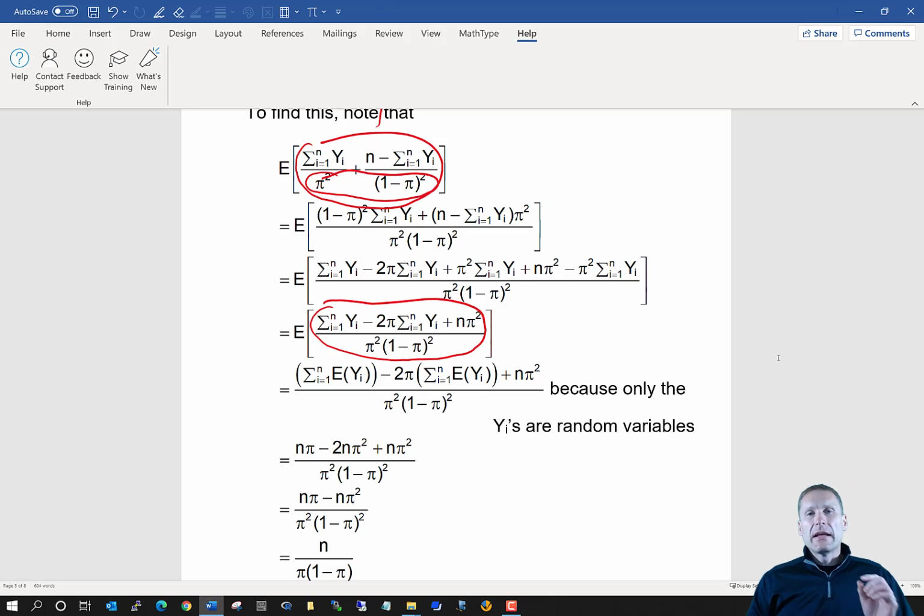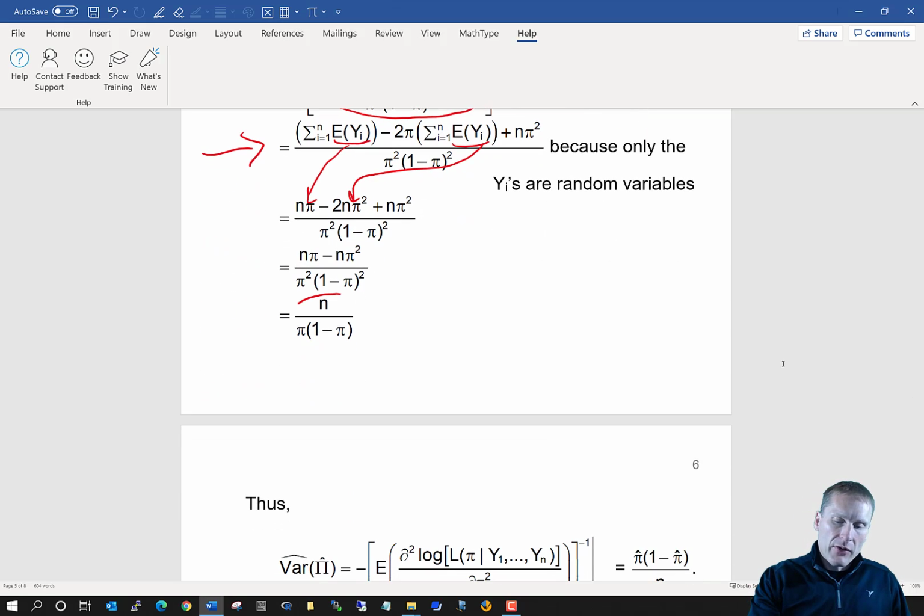Okay. Now we're going to use the expected value. And remember, when we've worked with expected values before, I can take the expected value through a sum. Also, I can factor out constants from that expected value. So once I do that, I get this corresponding result. The expected value of y sub i is simply pi. So I can plug that in wherever I see that. And again, I've got some more algebra that I can do. And my expected value ends up being n over pi times 1 minus pi.